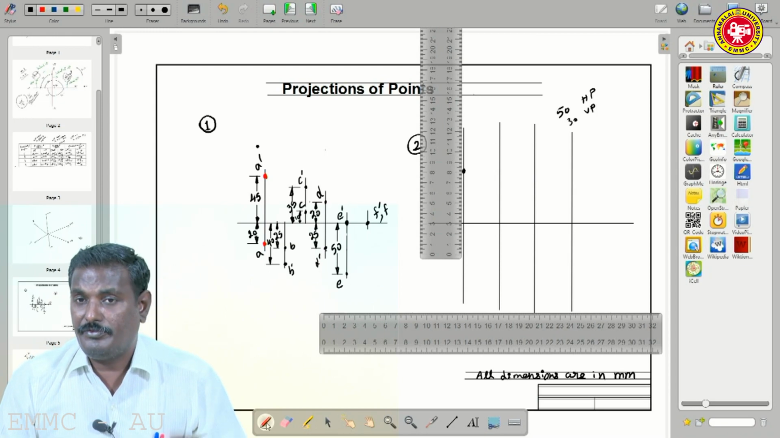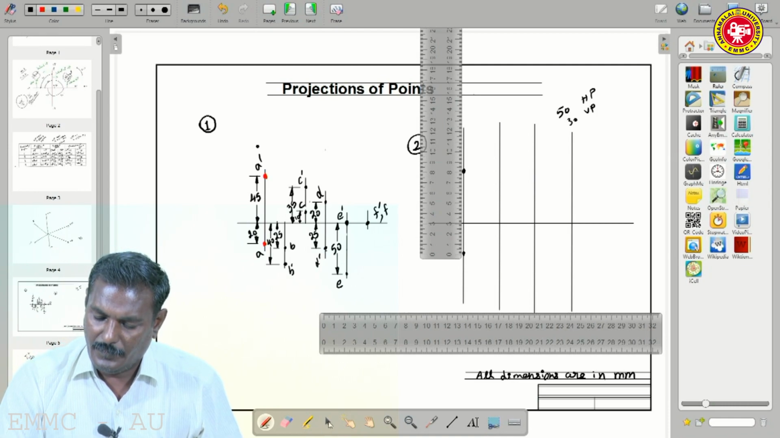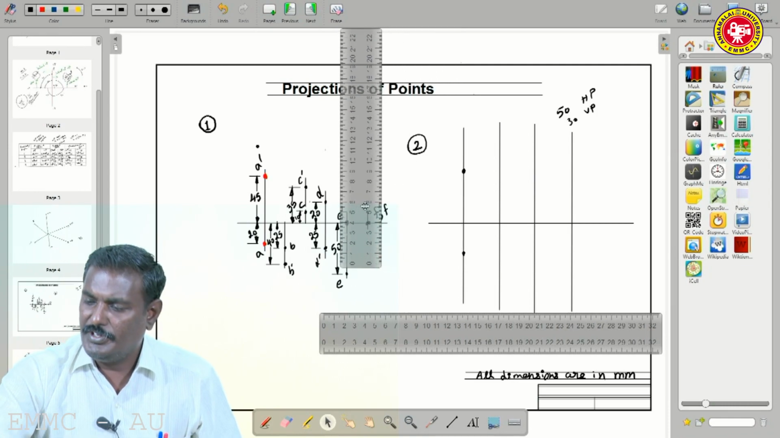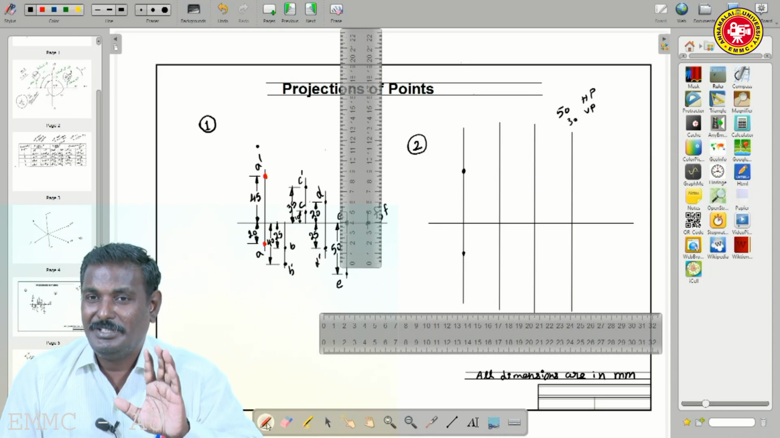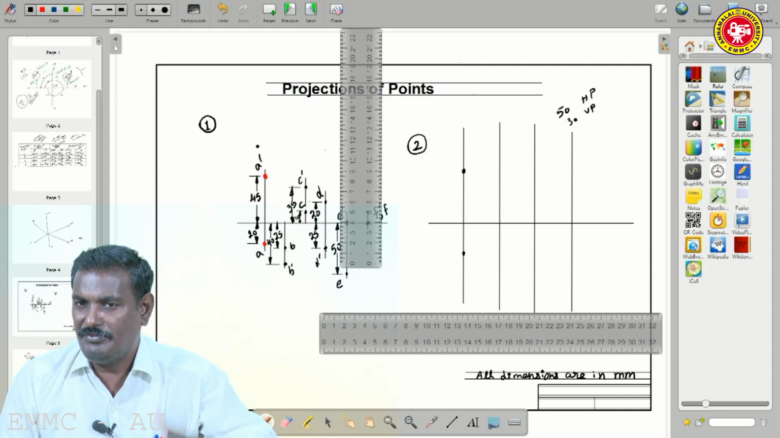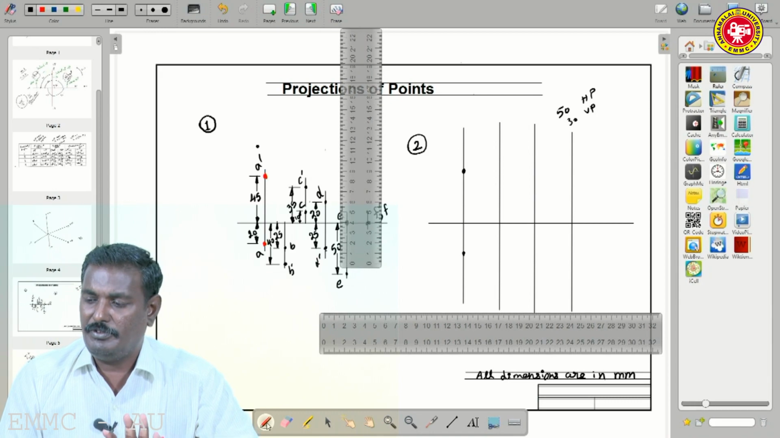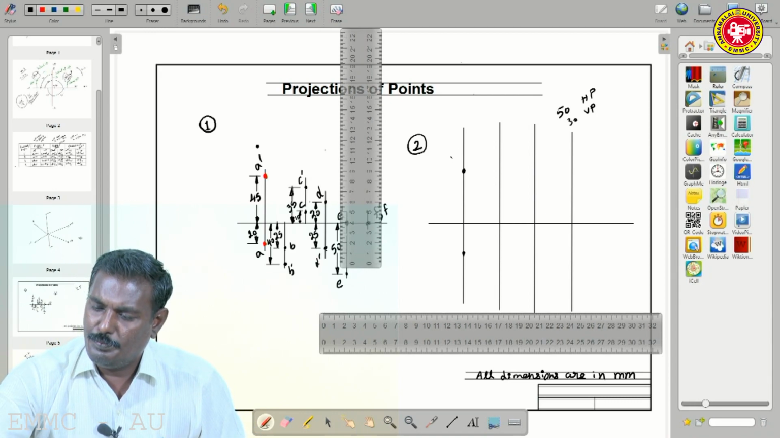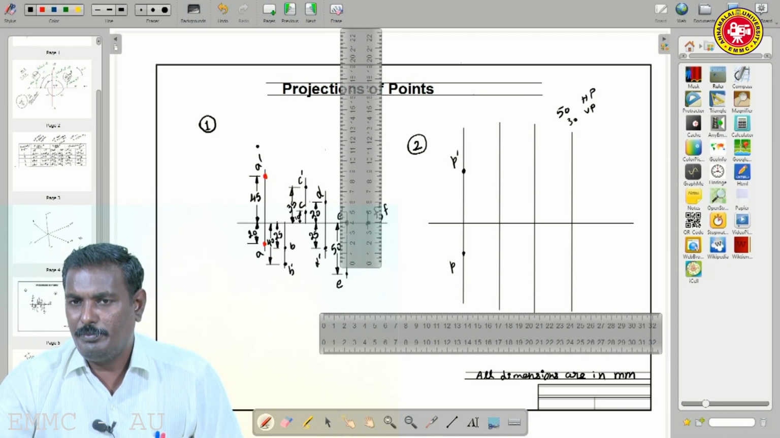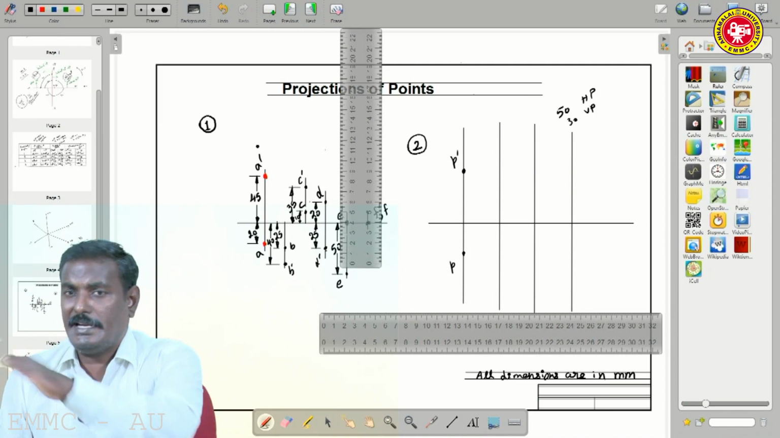that is 30 mm in front of, below XY. So this, 50 mm above HP, is the elevation view. Please mind, sometimes it can be confused: HP gives elevation, VP gives plan view. So 50 mm above HP, that is elevation, P dash. 30 mm in front of VP below XY, that is P. Then you have to go for second angle projection.